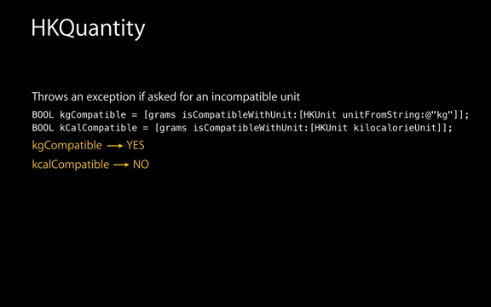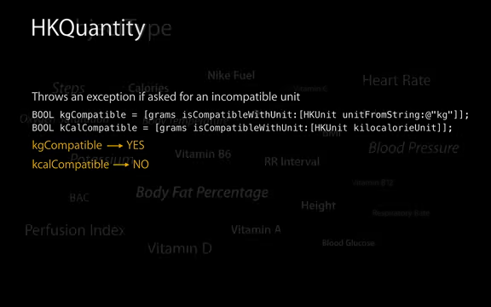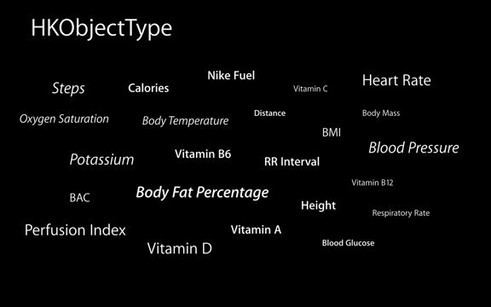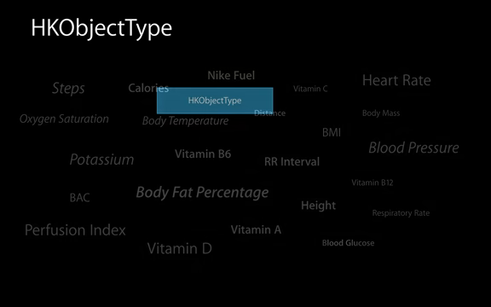So now that you have your quantity, the question you should be asking yourself is, what is this a quantity of? To answer that question, we're going to take a look at object types. Object types represent all of the different kinds of data that we can store in HealthKit. There are over 60 different types. Major groups of types are organized into their own classes. All of these classes inherit from HKObjectType.